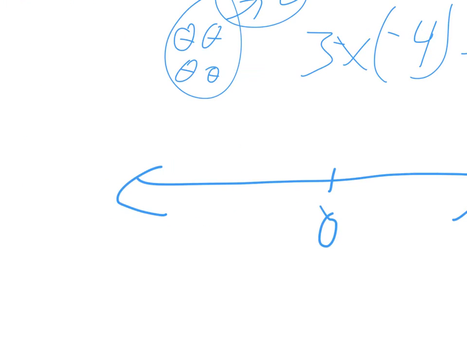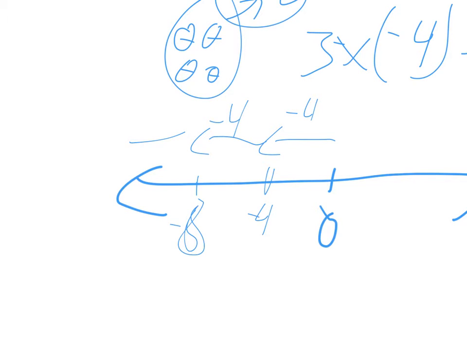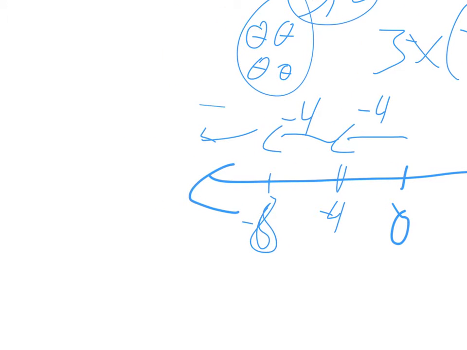-12. You can even think of it on a number line. I start at 0, and I'm going to go -4 three times. I go -4, and I'm at -4 now. I do -4 again, and at this point I'm at -8. I do it one more time, and that puts me at -12. So 3 times -4 would be -12.